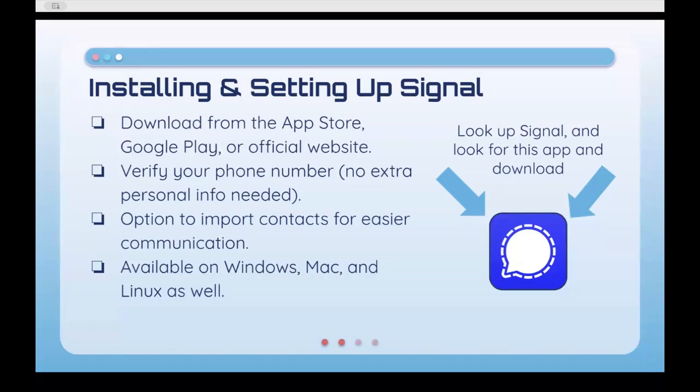There's an option to import contacts for easy communication, and it's available on Windows, Mac, and Linux as well. This means you can easily access Signal from any other device, whether it's a computer, a PC, iPad, phone. You can use the whole ecosystem with Signal. And look up Signal and look for this app to download.